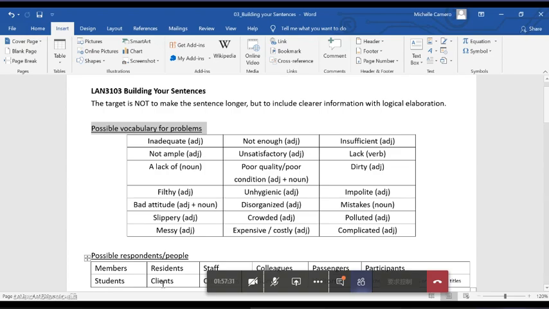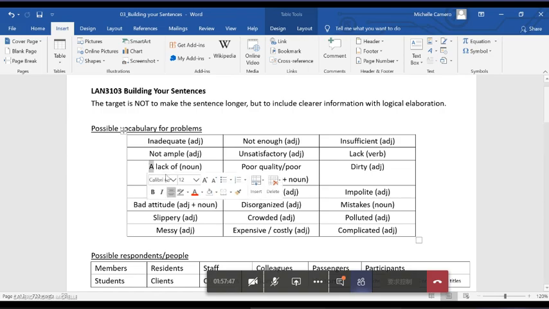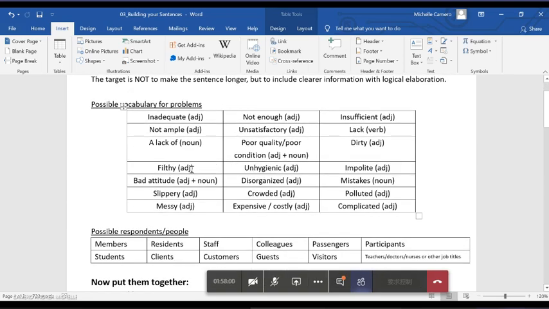Some possible negative adjectives or other words that might be used to show that there's a problem. We've got inadequate, which is an adjective, and not ample is an adjective. Then you have a lack of. Lack is being used as a noun here. You know it's a noun because it's got a in front of it and of after it. If you go over here though, you also see the word lack, but now you can also use it as a verb. All right, then we've got the word filthy, which means really dirty.